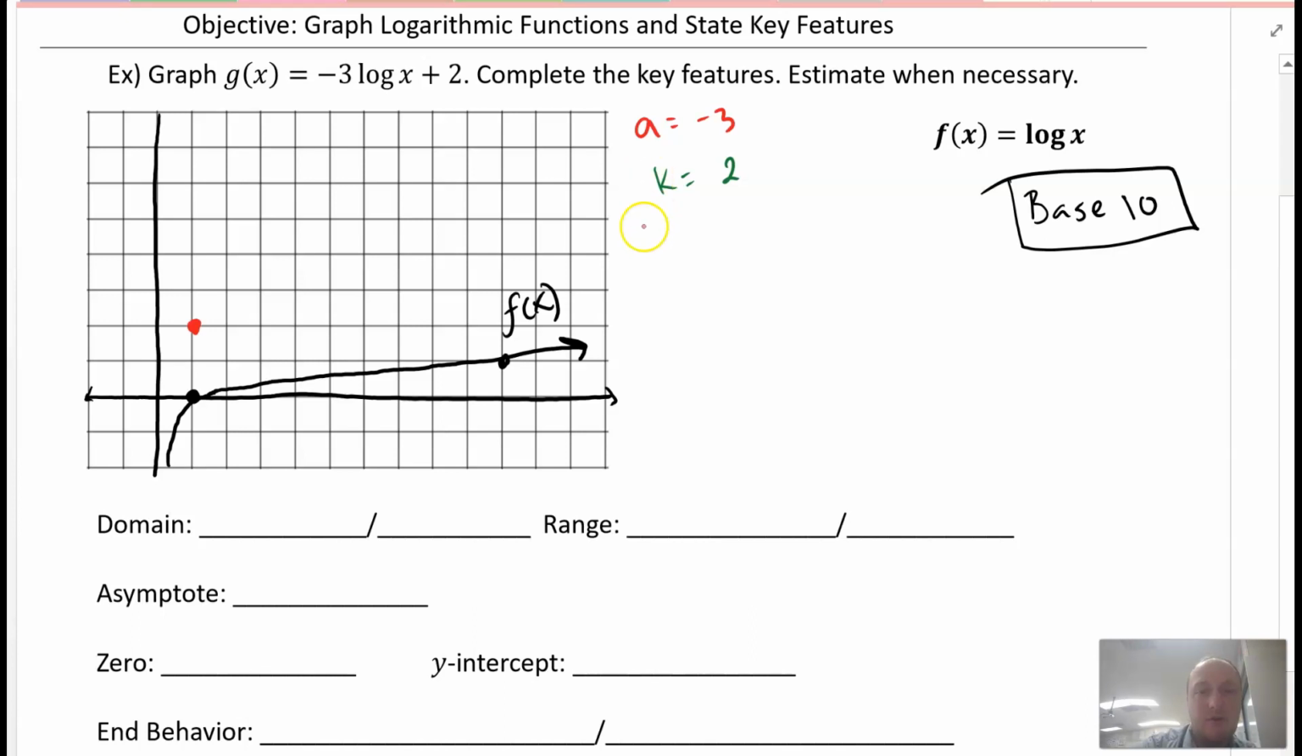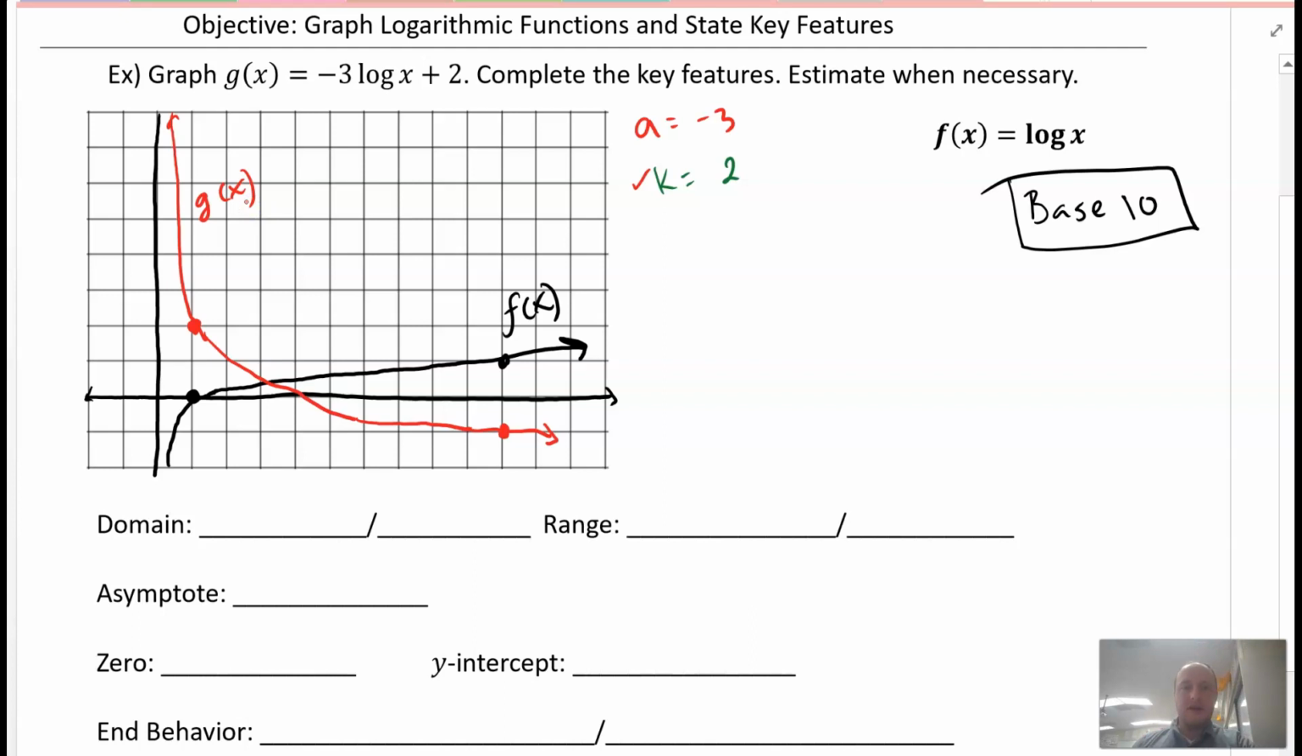But then I have my k value, which is 2. So I have to shift up 2. So up 1, 2. So then there is my next point. Okay, and here is our function. So here is g of x.